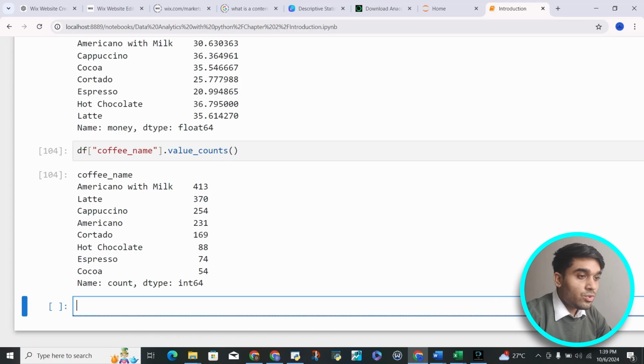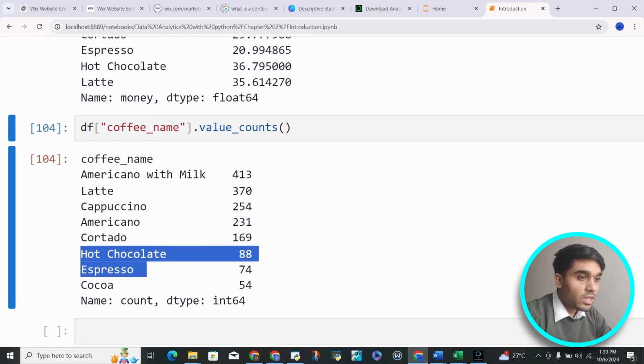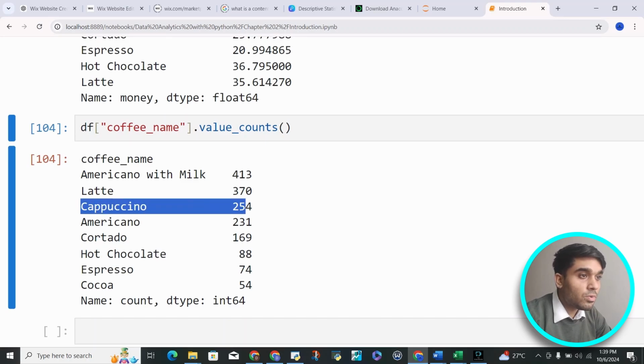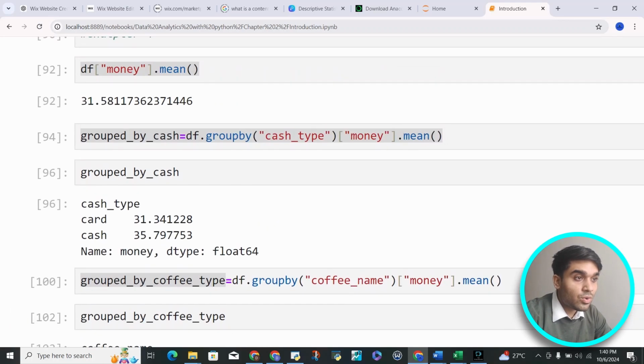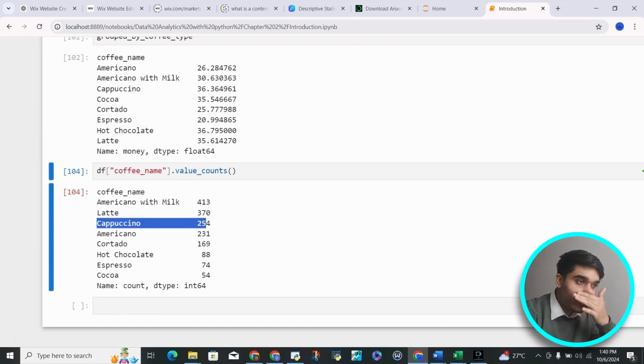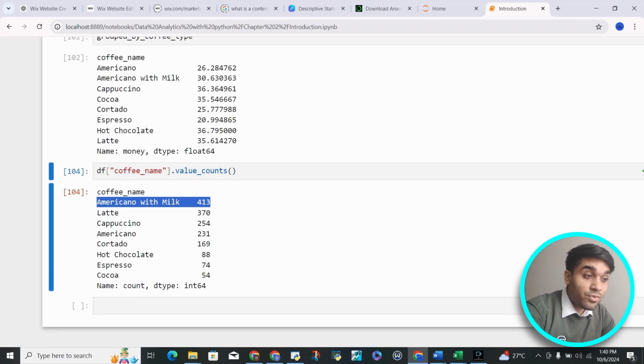Now if we click on value count, you can see there are very less individuals who are going for espresso, hot chocolate, cocoa, cappuccino, but there are so many individuals who are going for americano with milk, and you can see americano with milk is around 30.6, and most probably individuals who are going with americano with milk, majority of them are having transactions using card, and that's why the average here is also towards 31.58. Let's not make it very complex, but I want you to understand how we are able to see which particular, let's say, coffee type is most famous, and we can focus on it more.